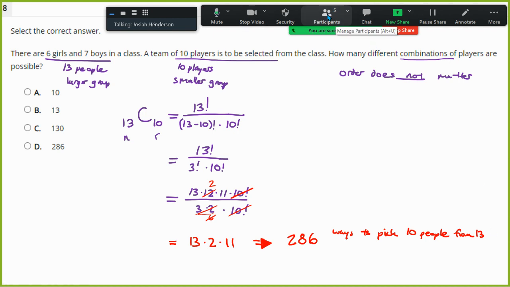Someone dropped off the call. Any questions right now on this exercise?